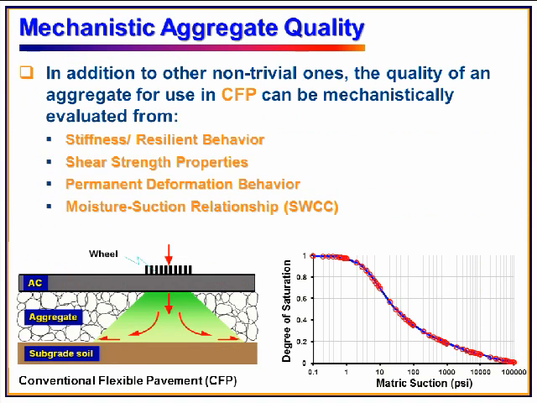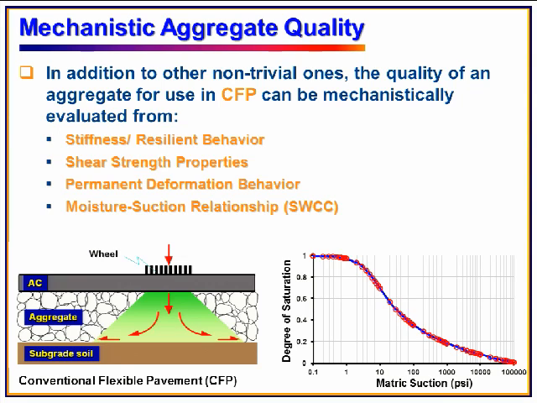So in terms of aggregate quality, it's a very broad concept. It can mean a lot of things. But in this study, we refer to quality exclusively as structural support, which means stiffness, resilient behavior, shear strength, and permanent deformation behavior, not other important ones like durability, friction, and so on and so forth.